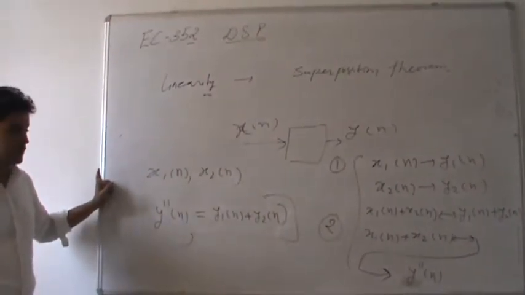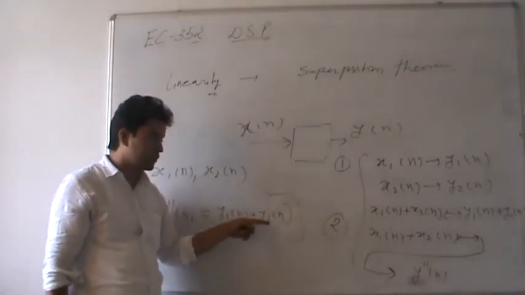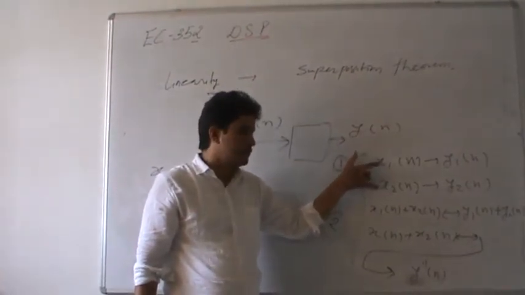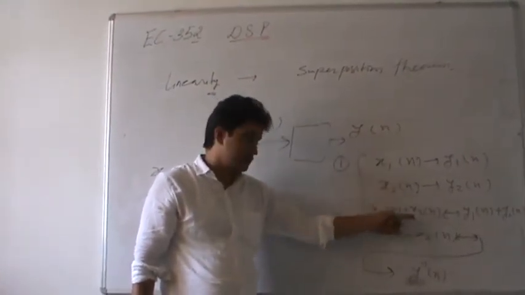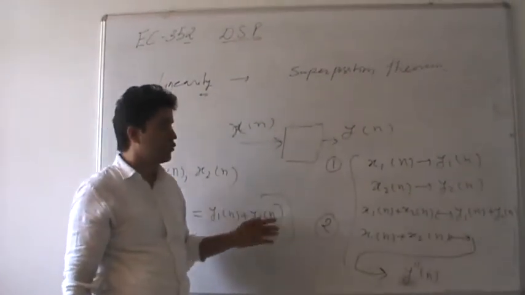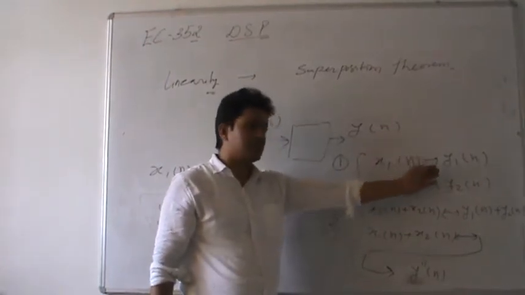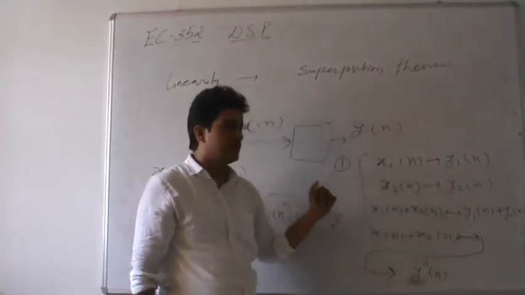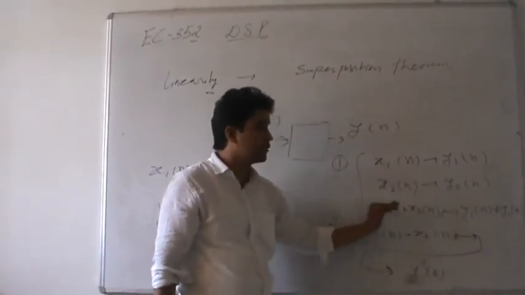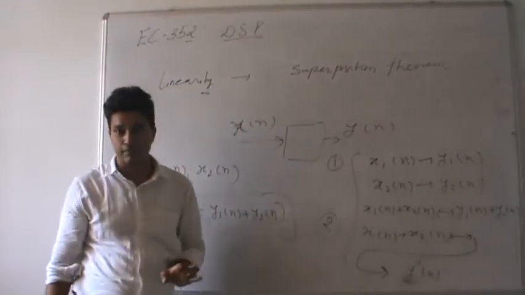Okay. So to check linearity, we need to check this property of the superposition theorem. You can have 3 signals, n number of signals, even 10 input signals. The relation must hold true for any number of inputs. So we have x1[n], x2[n]. You apply x1[n], you get something. You apply x2[n], you get something. Then you add these two signals and apply them together, and you get something.